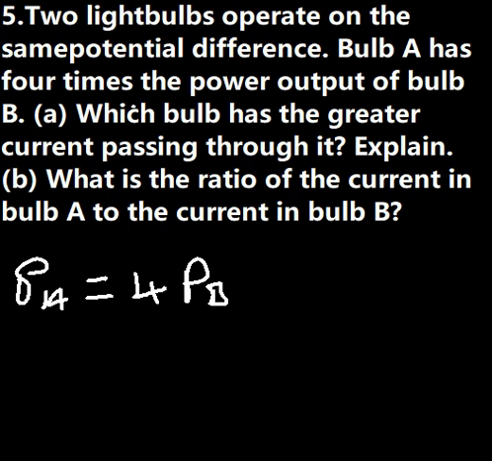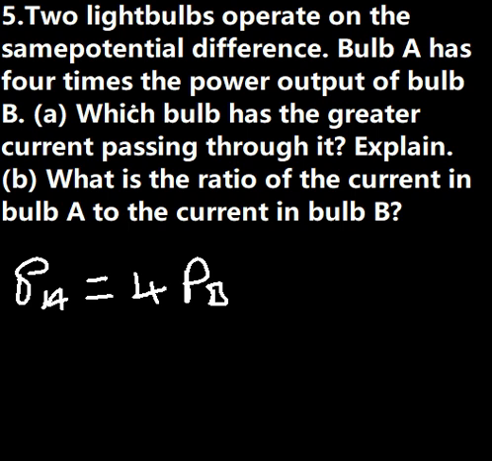What is the relationship between the power and the current? So the relationship is a direct relationship, which means the more current there is, the more power there is. So which means the one with more current passing through it is that of bulb A.